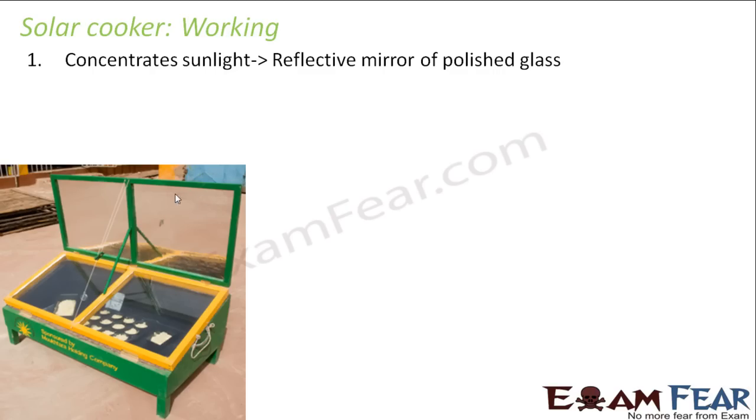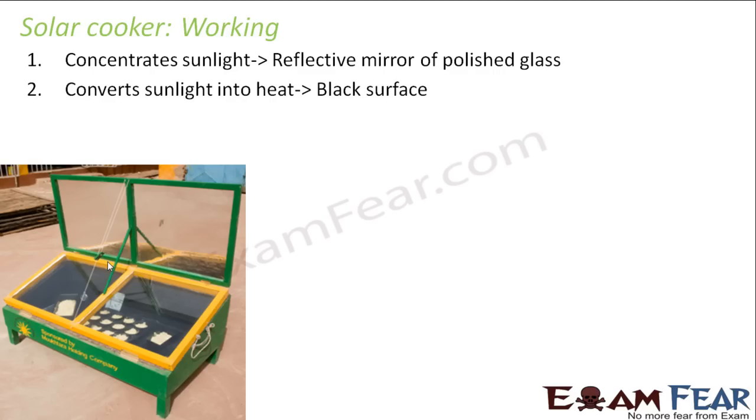If you see, this is a glass, right? The cover. So the cover itself, just beyond the cover, you will have a reflective mirror of polished glass. So why do you have this mirror? In order to concentrate sunlight, because if you concentrate sunlight, you are actually concentrating more heat energy to enter the mirror, so that more amount of heat actually enters the solar cooker, right? So in order to focus the sunlight or concentrate the sunlight, we have used this mirror of polished glass.